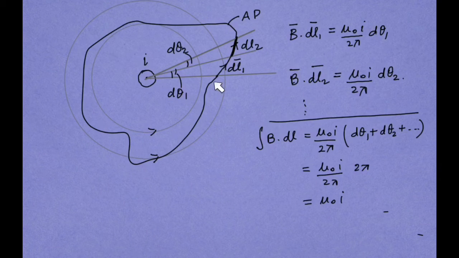And if you move along this dl direction, you're moving in the anti-clockwise direction, and if you put your right hand fingers along the anti-clockwise direction, the thumb will point outward, and this current is outward, and therefore this is a positive current. So you can see that Ampere's law is being satisfied.